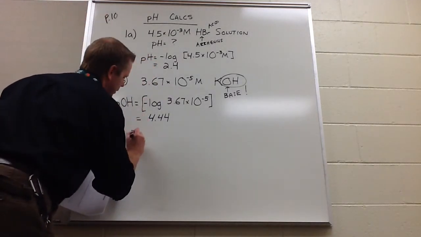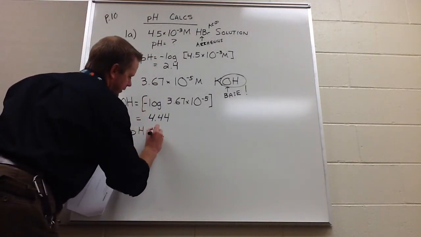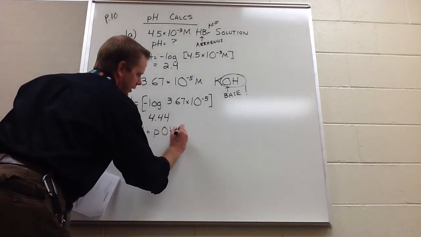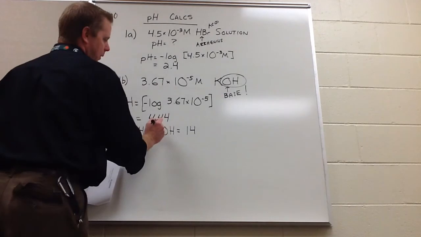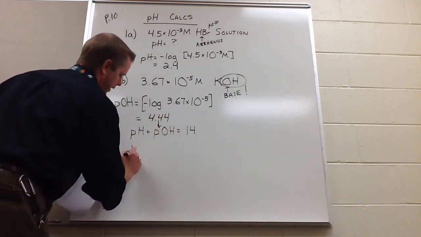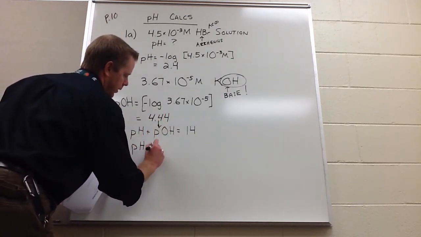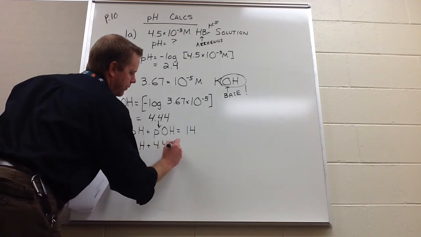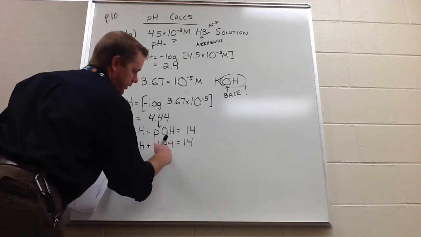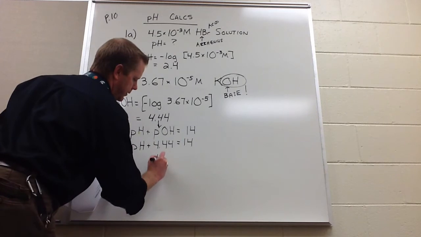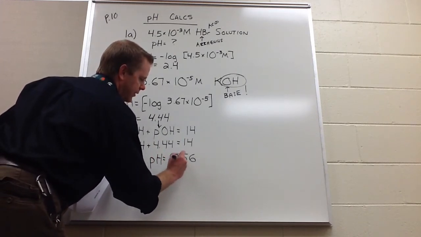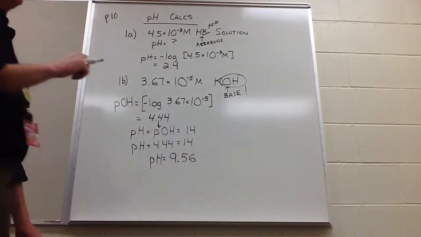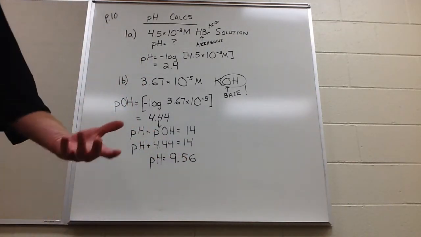Well, luckily we know another equation, it's this: pH plus pOH equals 14. Well, if the pOH is 4.44, then you take pH plus 4.44 equals 14. You do the algebra on this, and you get pH equals 9.56.